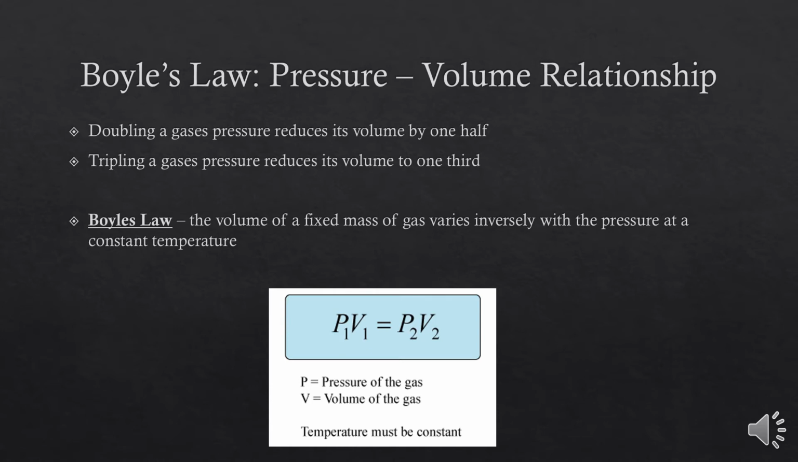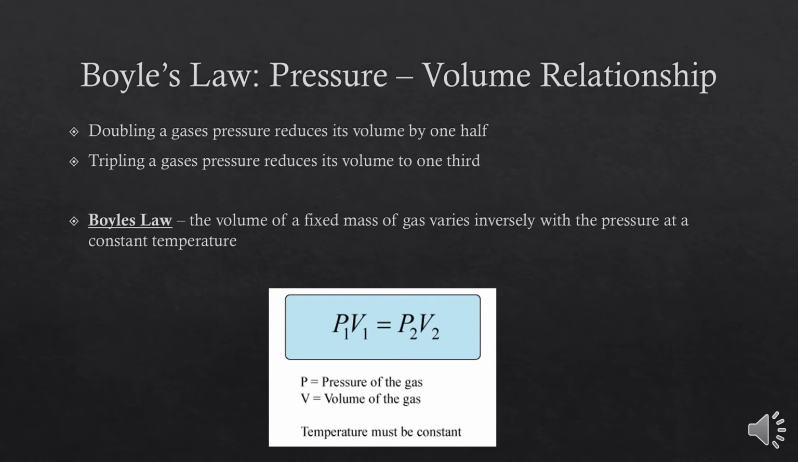Boyle's Law. This is a pressure for volume relationship. Doubling a gas's pressure reduces its volume by half, and tripling it reduces its volume to 1/3. So these are inversely proportioned. Boyle's Law says the volume of a fixed mass of gas, so you know exactly how much is in there, varies inversely with the pressure at a constant temperature.